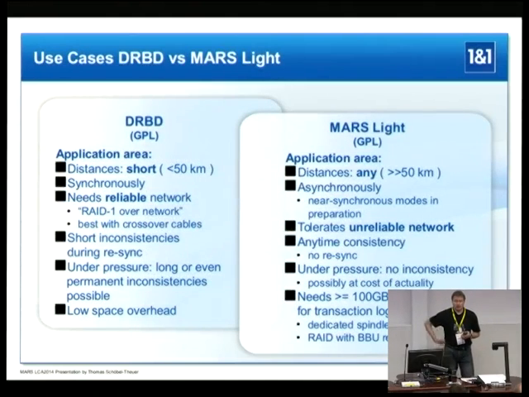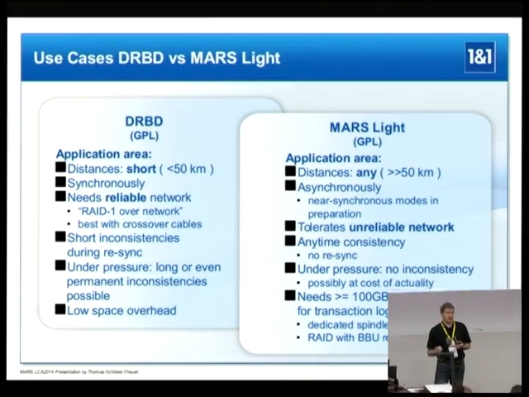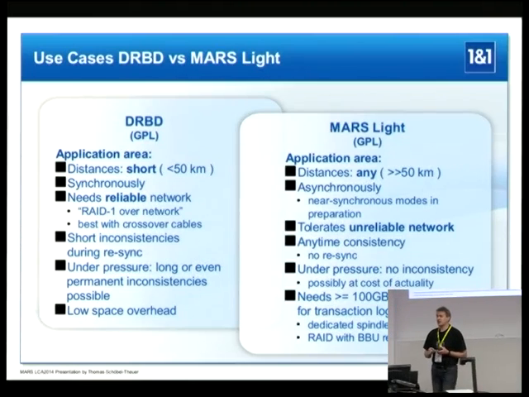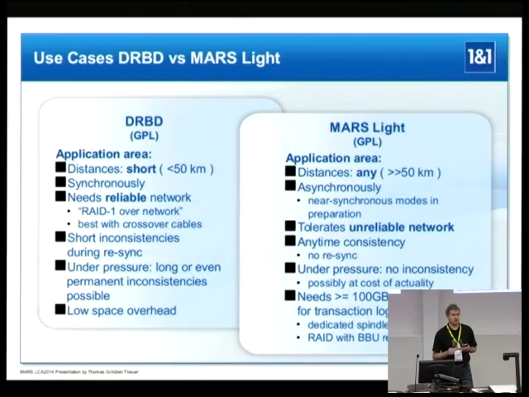If you already know DRBD, you know that it's working synchronously, and it's typically constructed as a RAID 1 over network. That means best with a crossover cable, only for short distances, but it's working very reliably in this application area. And I would recommend to stay at DRBD if you have short distances, in particular crossover cables, because it has a very low space overhead. It uses a bitmap for storing information during the disconnected state.